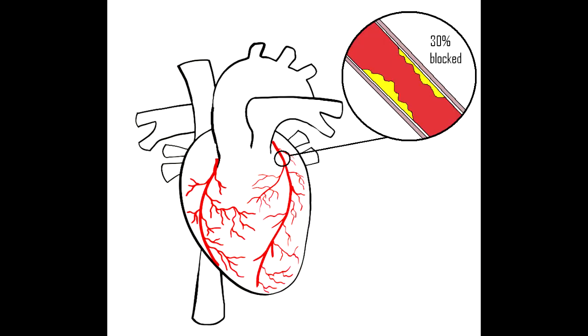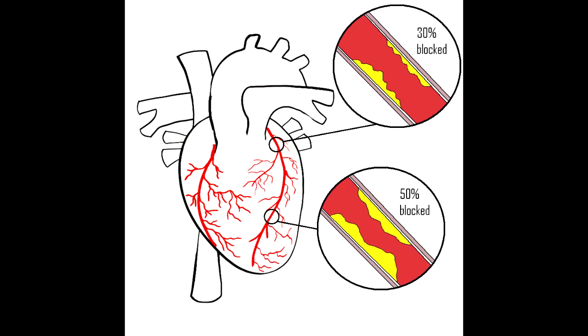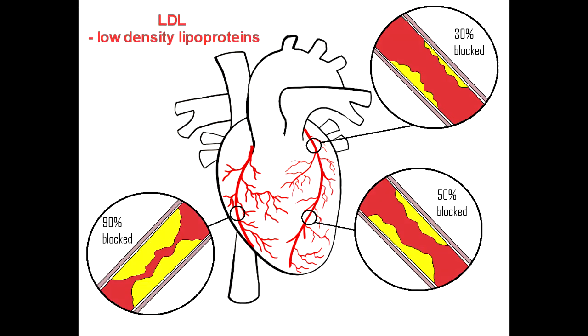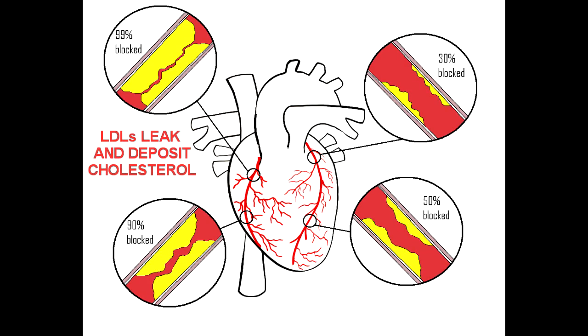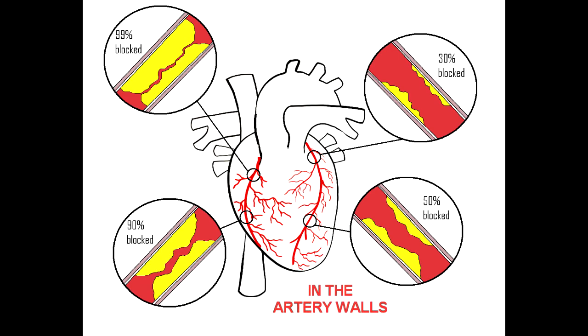Atherosclerosis is the process which causes the artery walls to get thick and stiff and develop plaque blockages. These blockages can lead to the artery being completely blocked, which can stop blood flow altogether and cause a heart attack. Atherosclerosis begins when LDLs, low-density lipoproteins, small proteins in your body, leak and deposit cholesterol in the artery wall.